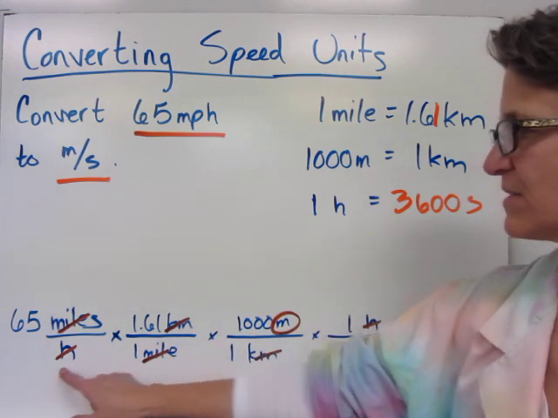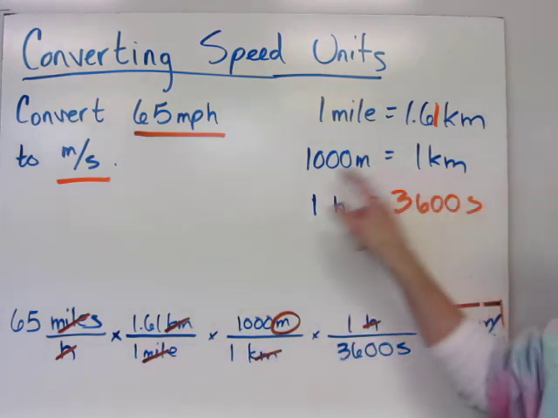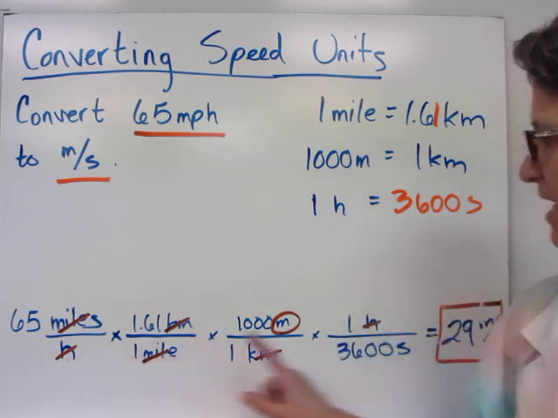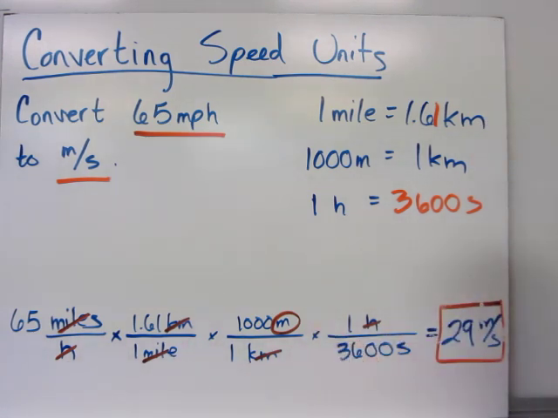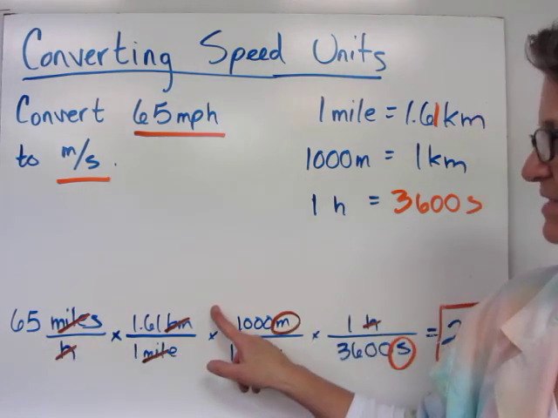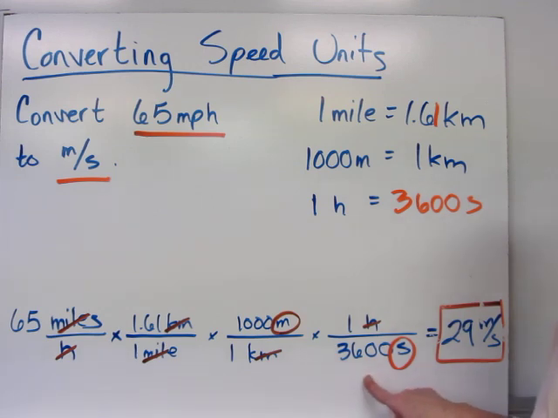For the hours, I'm going to use 1 hour has 3,600 seconds. Notice the seconds are in the denominator. The hours cancel, and you're left with meters per second. Mathematically, 65 times 1.61 times 1,000 divided by 3,600 with rounding to the proper sig figs, 29 meters per second.